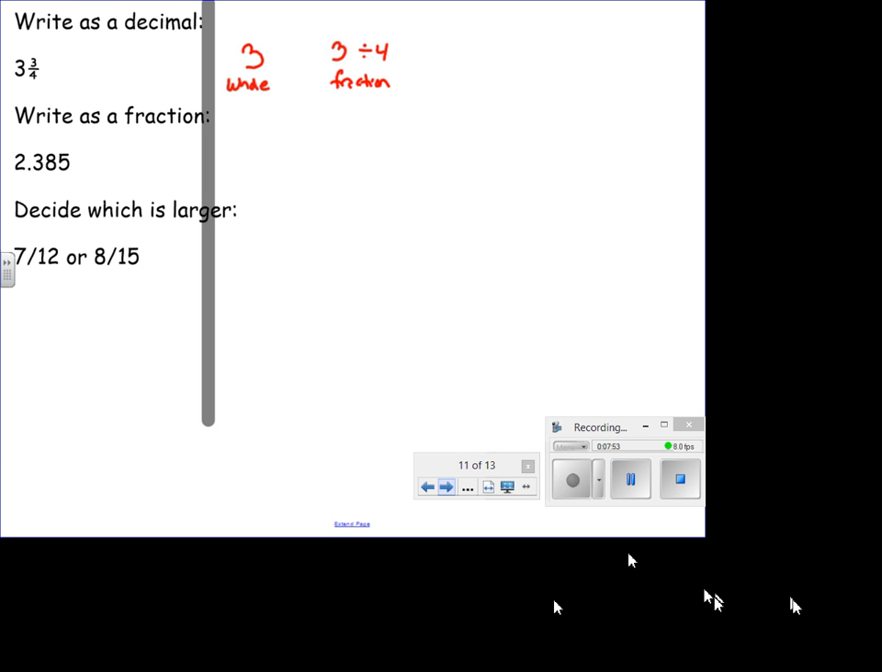So 3 is my whole number, and 3 divided by 4 is my fraction. My whole number would be 3 point something. My fraction, 3 divided by 4, is 0.75. And if I take those and add them together, since I have 3 and 3/4, I don't want just one of them, I'm going to wind up with 3.75.